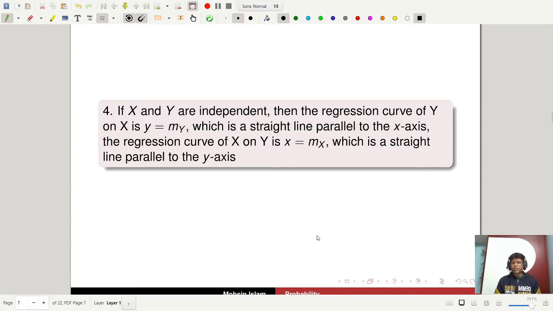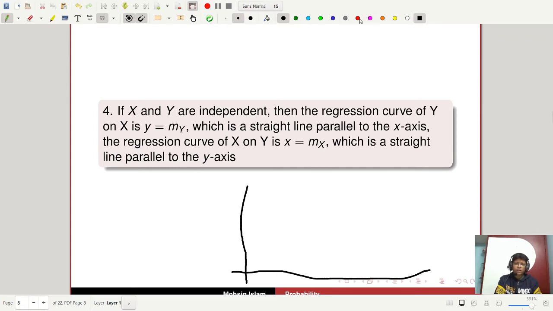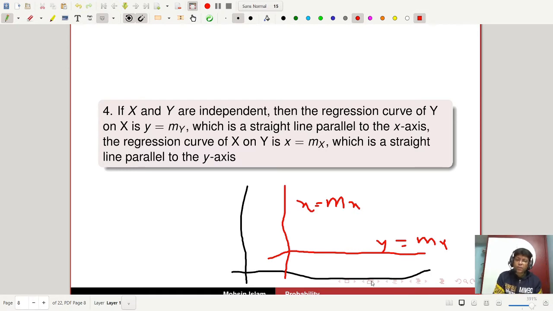Now the next point is another important point. If x and y are independent, they are not dependent on each other, I am talking about bivariate data, then the regression curve of y on x is y equal to m_y, which is a straight line parallel to the x-axis. So if your data is independent, you will have y equal to m_y. This is your y equal to m_y line, which is parallel to the x-axis. And the regression curve of x on y is x equal to m_x, which is a straight line parallel to the y-axis. So this is your x equal to m_x line, if they are independent.